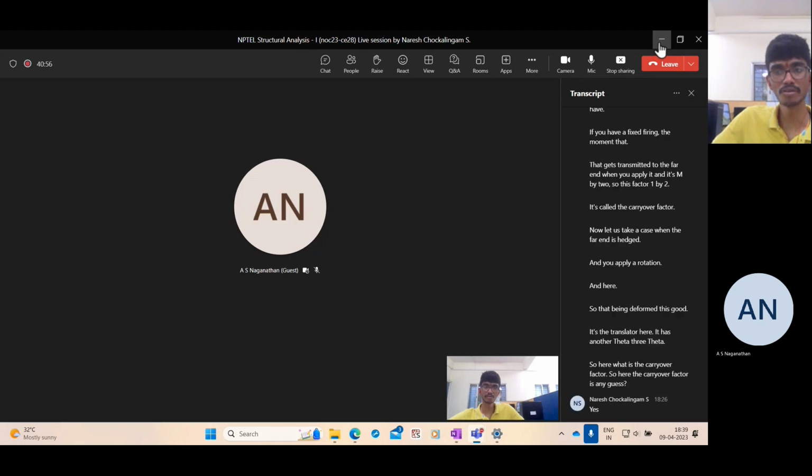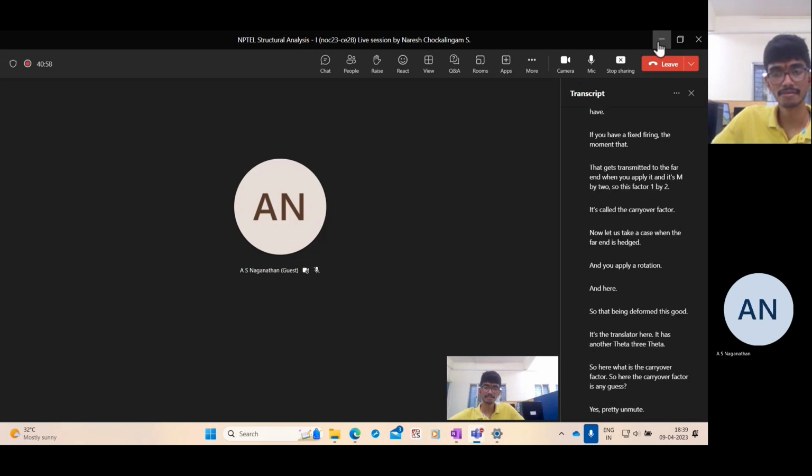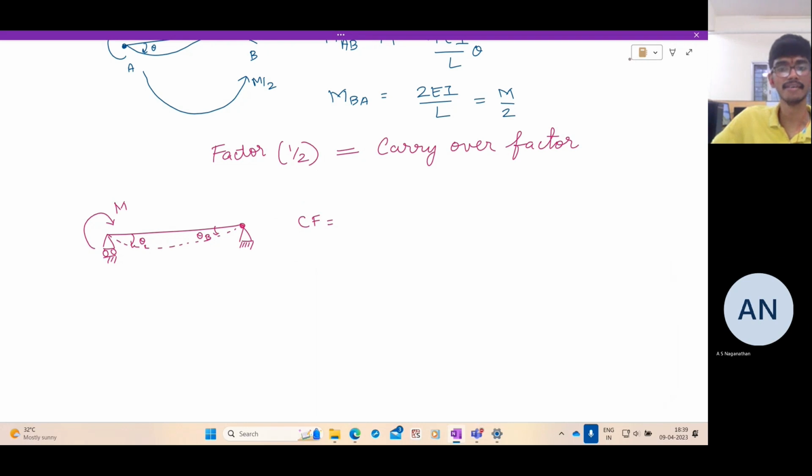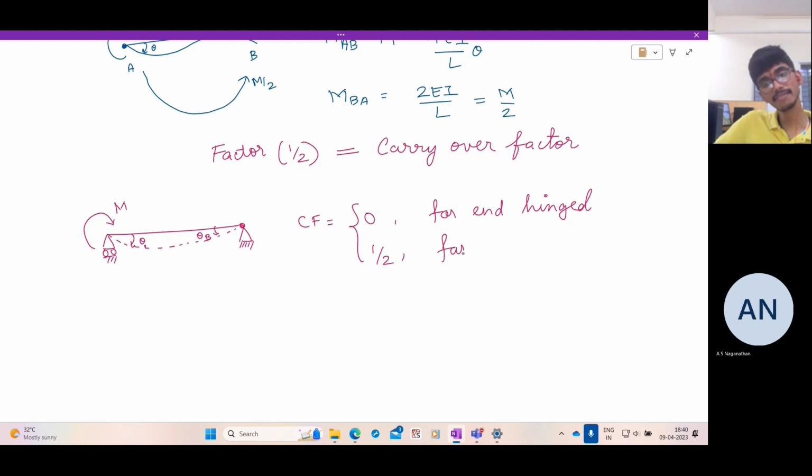Yes. Could you unmute? Okay. So if the far end is hinged, it cannot support any moment. So there is no moment that can be carried over from this end to this. So the carryover factor is 0 if the far end is hinged, and it is equal to 1 by 2 if the far end is fixed. That is one thing.